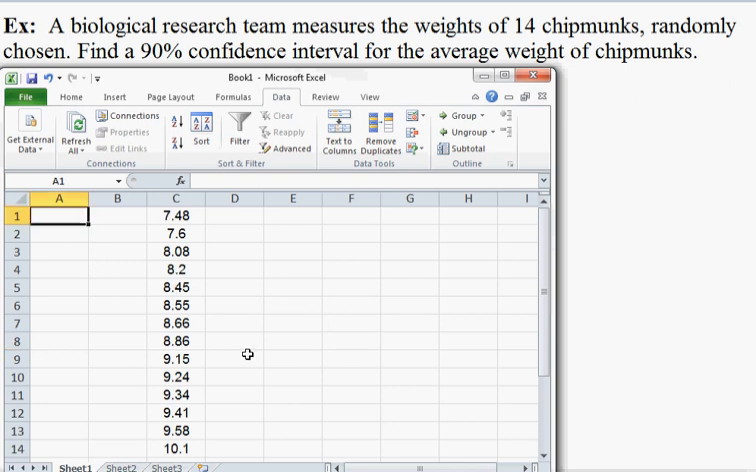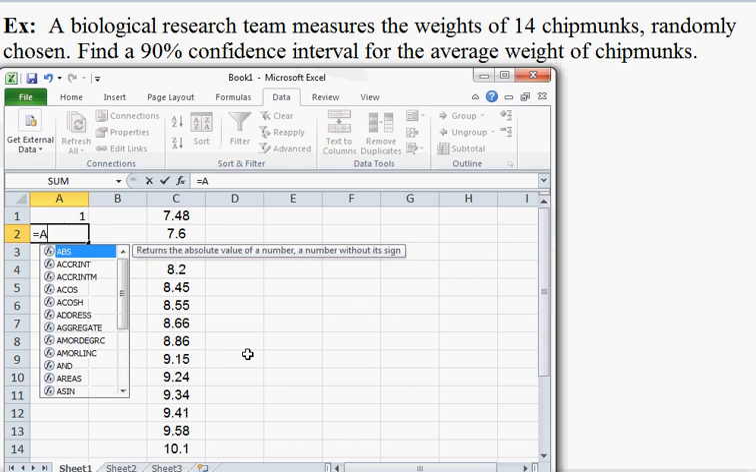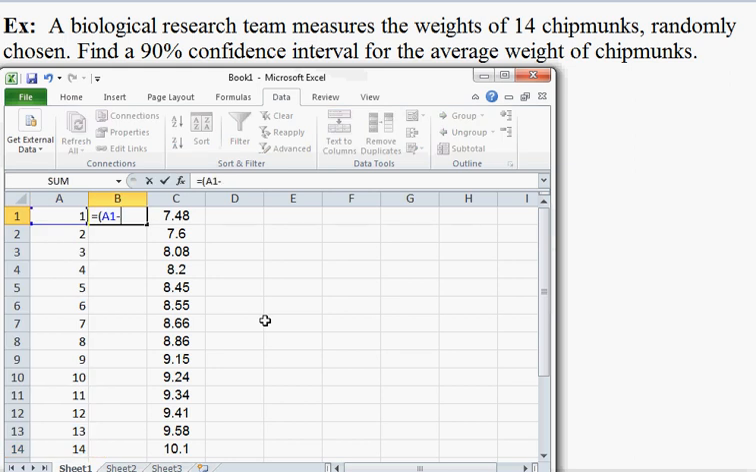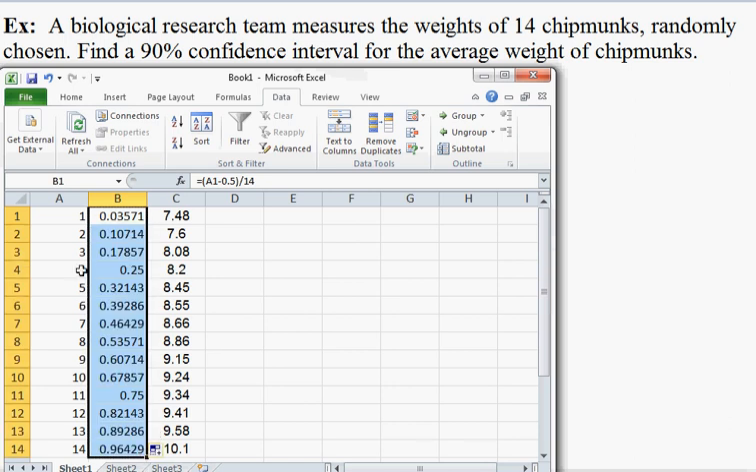And also we put over here the ranks of the data. So we fill down from 1 to 14. And then over here, we put the rank number minus 0.5 divided by 14. And what this will do is give me percentiles, basically, between a little bit more than 0% to a little bit less than 100%.